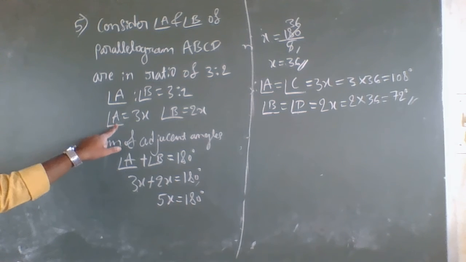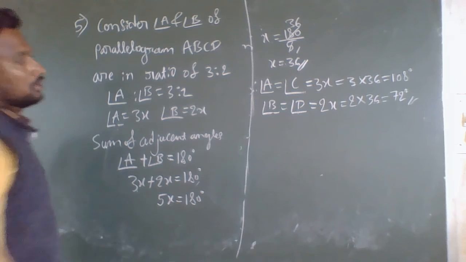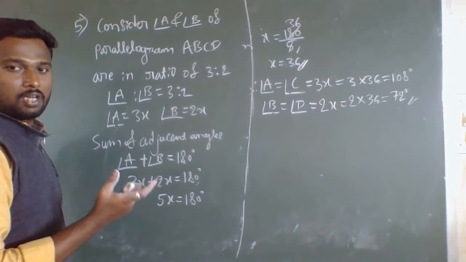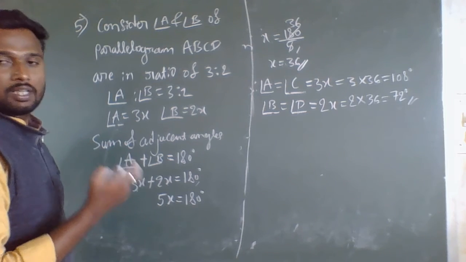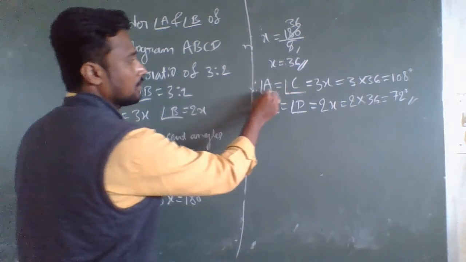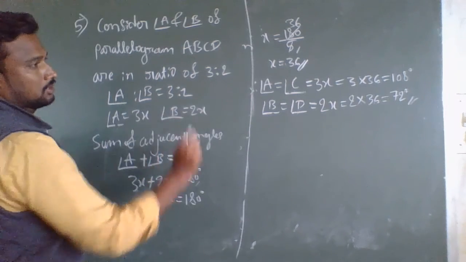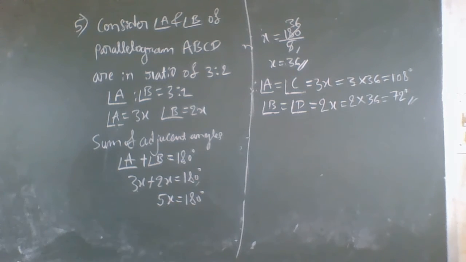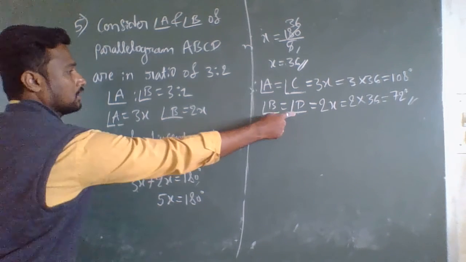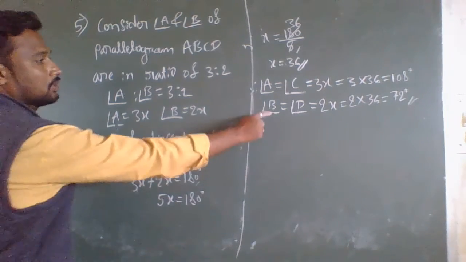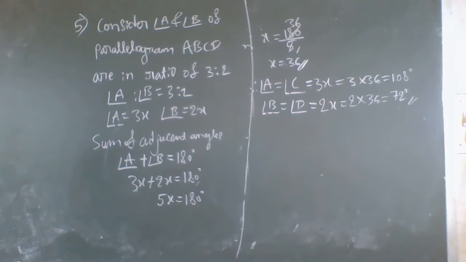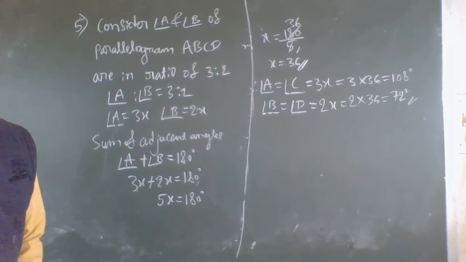And now we have the value of angle A as 3x. Angle C is opposite to angle A, and in a parallelogram opposite angles are always equal to each other. Therefore angle A is equal to C is equal to 3x. 3x means 3 into the x value, 36. 3 into 36 means 108 degrees. Like that only, angle D is opposite to angle B, so angle B is equal to angle D is equal to 2x. 2 into 36 means 72 degrees is the answer. So next I will move to the sixth problem.